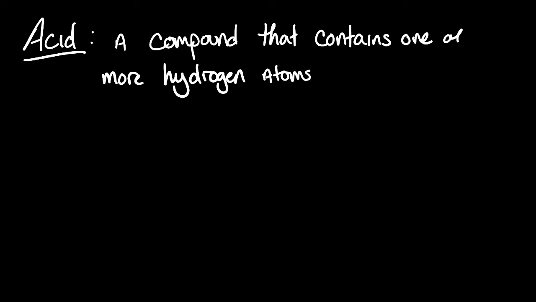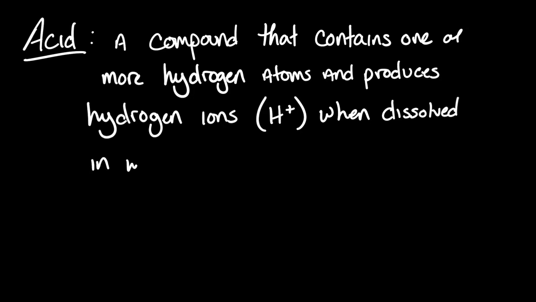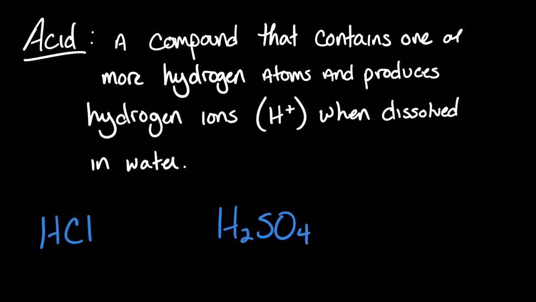An acid is any compound that contains one or more hydrogen atoms and that produces hydrogen ions, or an H+, when dissolved in water. The chemical formula of an acid is pretty easy to identify because it always starts with H. And there's no doubt that you're familiar with a few of these acids, whether you realize it or not. For example, HCl, or hydrochloric acid, or H2SO4, which is sulfuric acid. Notice how hydrogen appears first in the chemical formula. That's a pretty good sign that that compound is an acid.